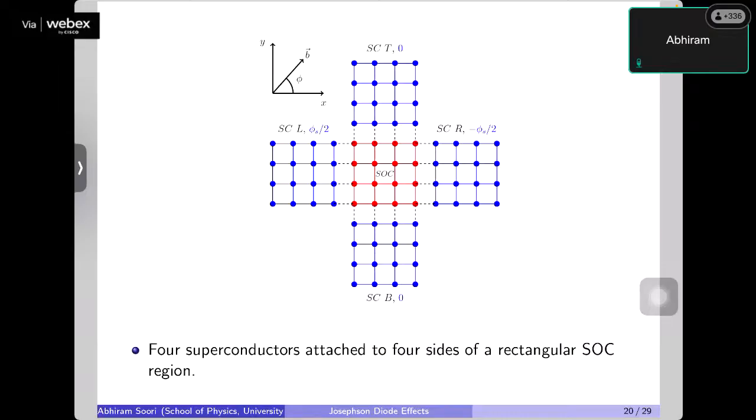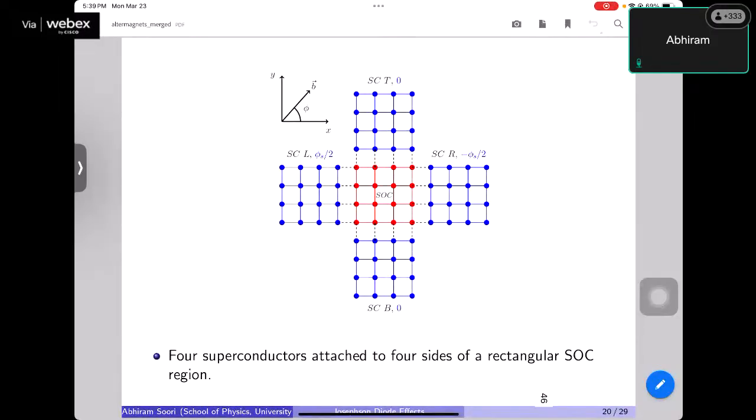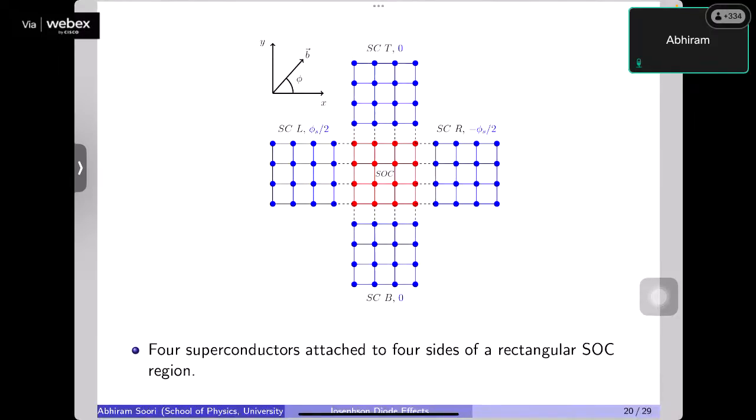But when both spin orbit coupling and altermagnetism are there, then there's a net current that flows to the bottom and top superconducting terminals, as a response to the phase bias, that is, as a response to the phase difference phi s. This is called the transverse Josephson Hall effect, or Josephson Hall effect to be simple.